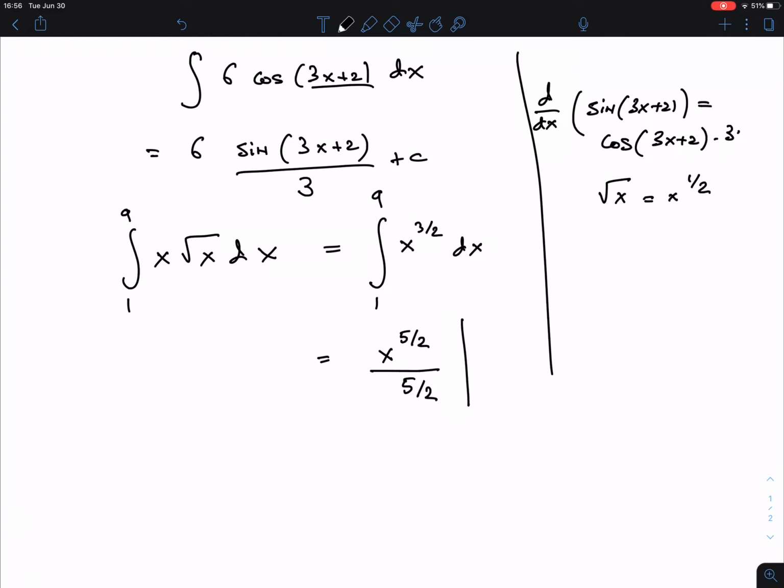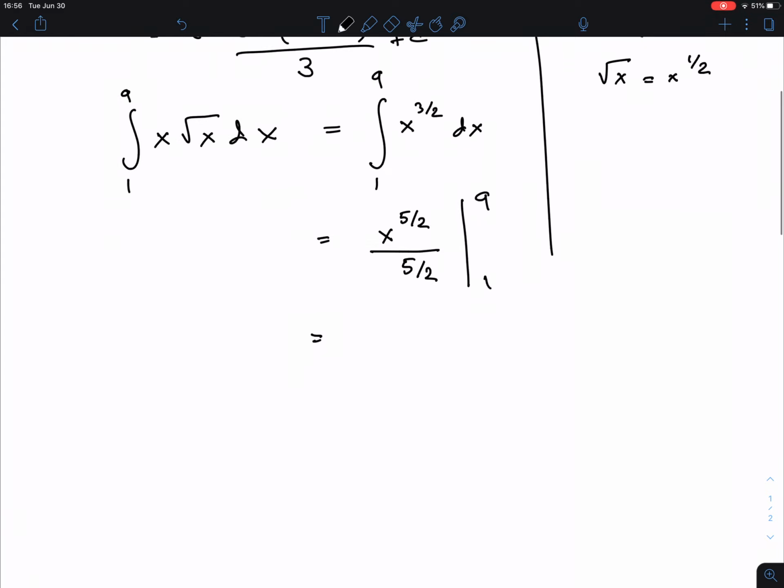Now it's a definite integral, so I put 1 and 9 here. And when this is a definite integral, you definitely have to plug in the numbers. 9 to the power 5 halves divided by 5 halves, minus 1 to the power 5 halves divided by 5 halves.